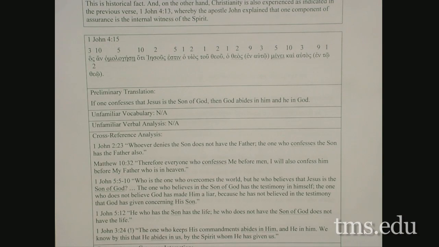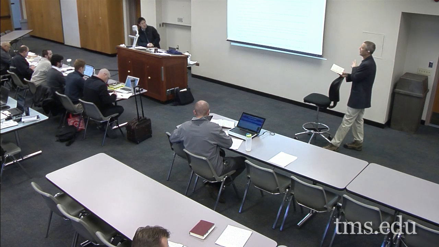Yes, Robert? I think the reason you put 10 is that the NA actually has ean as a variant. Okay, so if you have ean there, I would still, in that case, they may have it there because it's a more difficult reading. But in that case, I would still call it an 11 because it's not translating if. If it's post-positive, then it's still functioning as a particle. But if it's the first word, ean, then it would probably be serving as a conjunction. It would be linking the protasis with the apodosis.